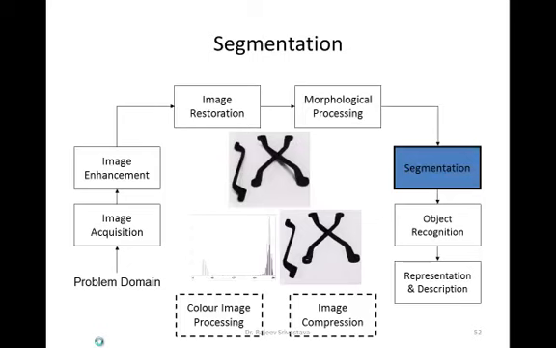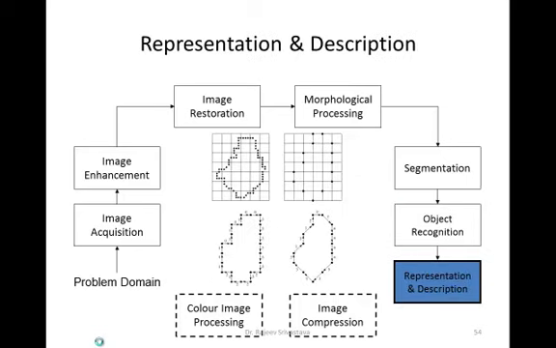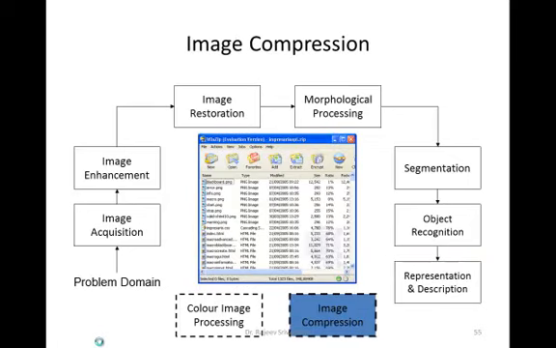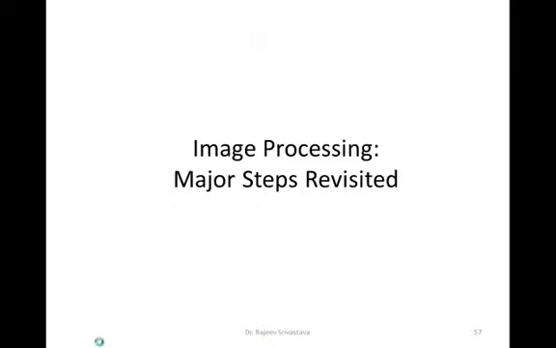Then segmentation, object recognition, representation and description. Example of image compression for reducing the size of the image. Color image processing. Image processing major steps, reviewed with some other examples.